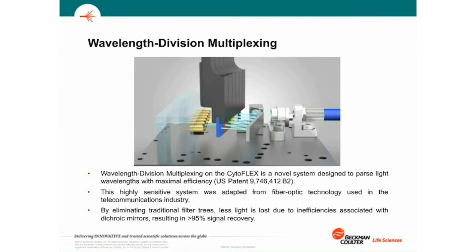Wavelength-Division Multiplexing is a novel system that's designed to parse light wavelengths with maximal efficiency. This highly sensitive system was adapted from fiber optic technology used in the telecommunications industry. By eliminating traditional filter trees, less light is lost due to the inefficiencies associated with dichroic mirrors, and this results in a greater than 95% signal recovery.